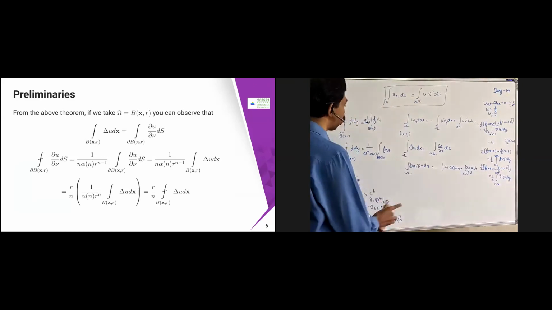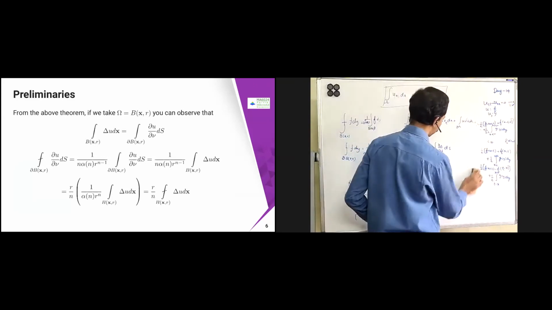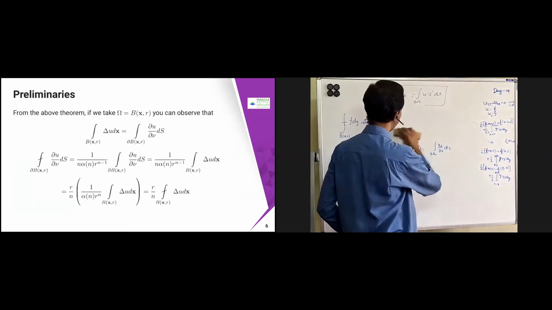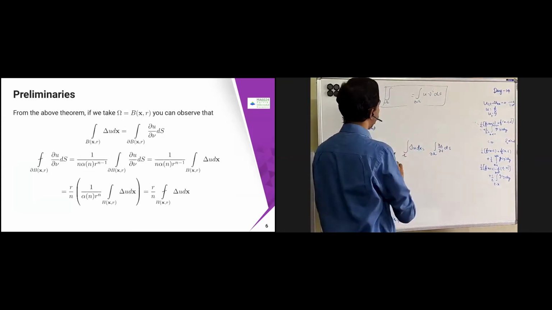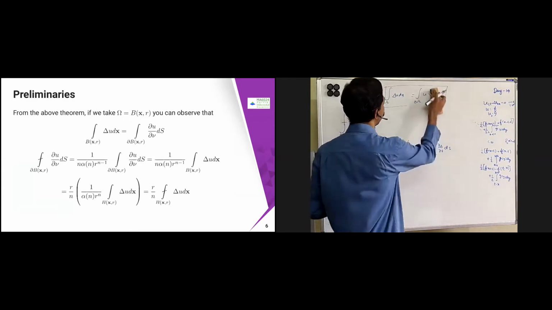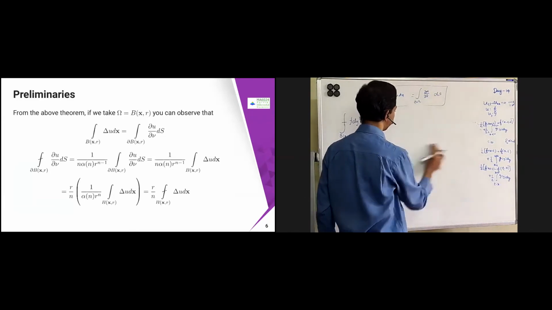Let's use this one. Mostly we'll be using this one all the time, so I'll just erase the rest. I'll just try only those things. The integral of del u dx equals the integral of dou u by dou nu ds. This we will be using mostly.